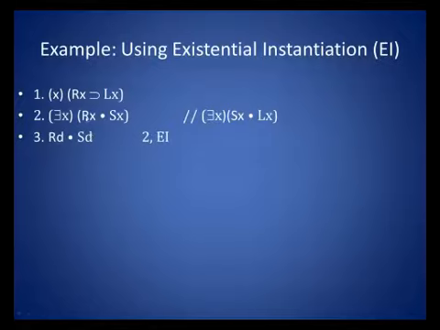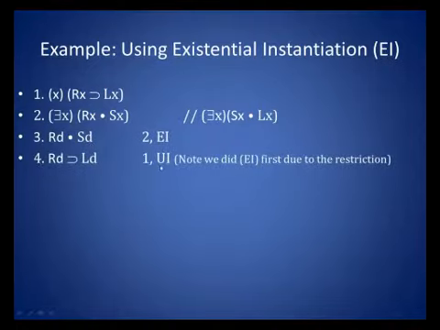Now remember, I have to go from variable to constant when I EI. So I choose the letter D here. I could have chosen any of my constants. Further, remember my other restriction on EI: I have to use a new letter. This is why on line 4 I UI line 1 rather than doing this on line 3.